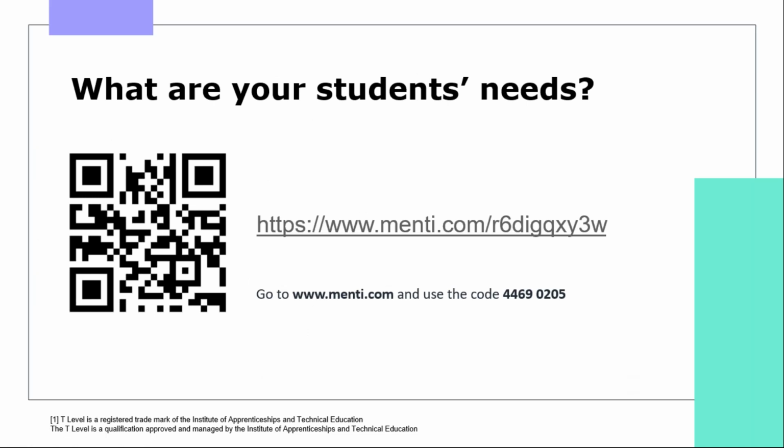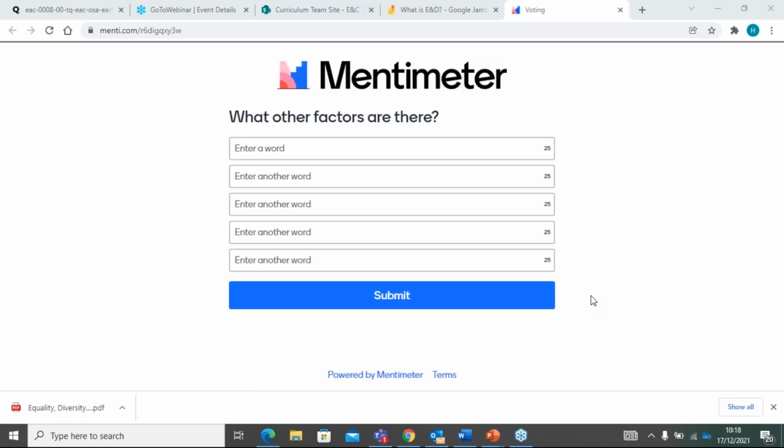So our next question is, what are your students' needs? You've got that Menti code, the QR code, which you could either scan, or I'm going to pop that link you can see on the screen now into the chat box, so you can use that if need be. And I'm going to go to the Menti site so you can hopefully participate. What are the E&D support needs of your students, please? And you'll get this page up showing you which words, and access to pop words into the website to give us your ideas.